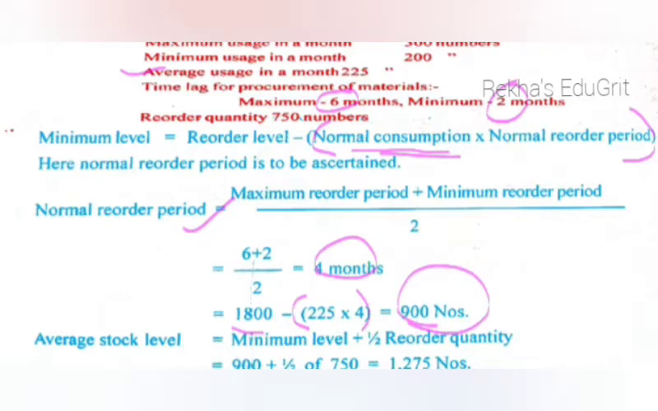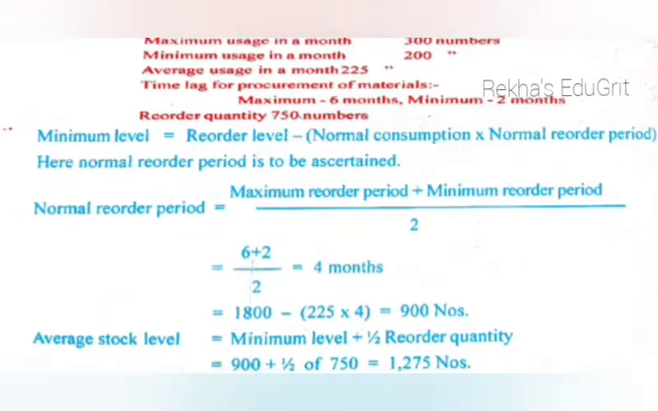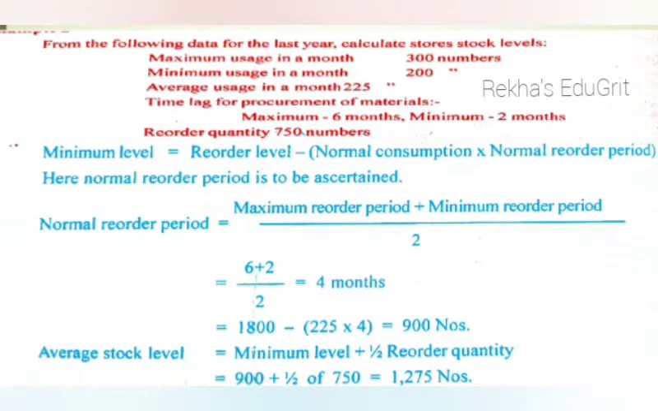Next one is average stock level. The formula for average stock level is minimum level plus half of reorder quantity. So here the minimum level we have found out, minimum level is 900. Then the reorder quantity is given in the question. So half of reorder quantity means half into 750. First we have to calculate this, then we have to add it to 900. The answer will be 1275. Hope you have understood this question.